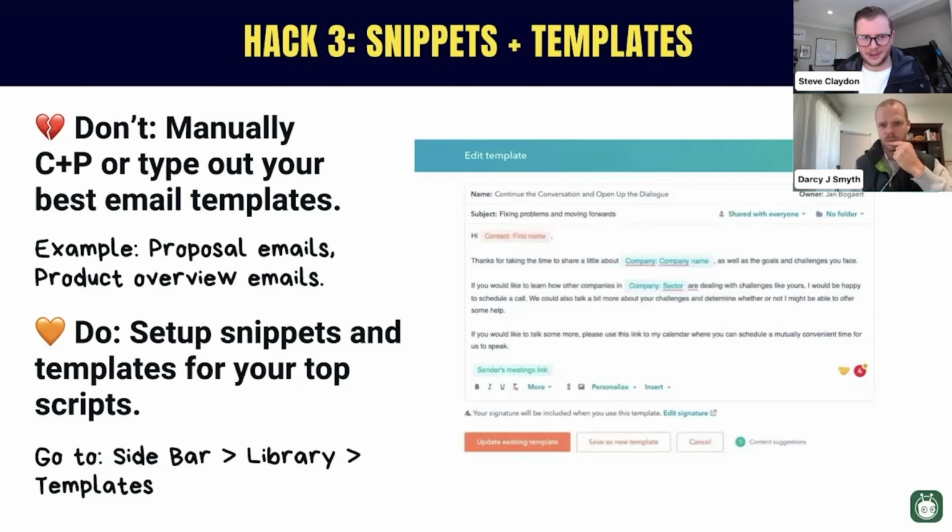So what we don't want to do is manually copy and paste or type out your best email templates one for one. Really common one is a really good proposal email script, which is the body that you put with an email. We've got an absolute winning proposal script. If you want it, just reach out to us, or send us an email, darcy@ybravo.com, and we can hook you up with this proposal email template.